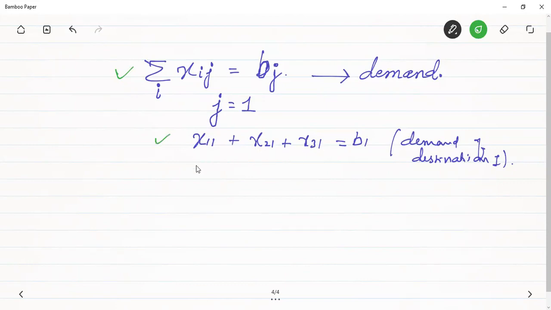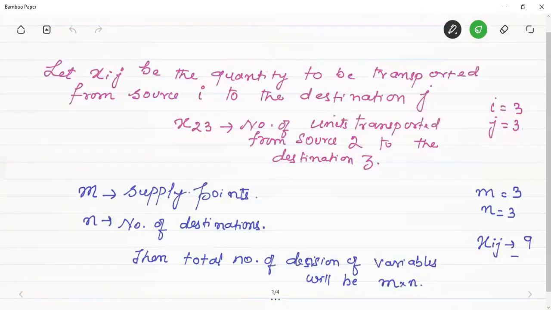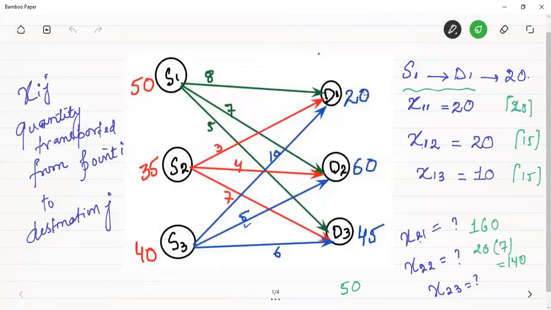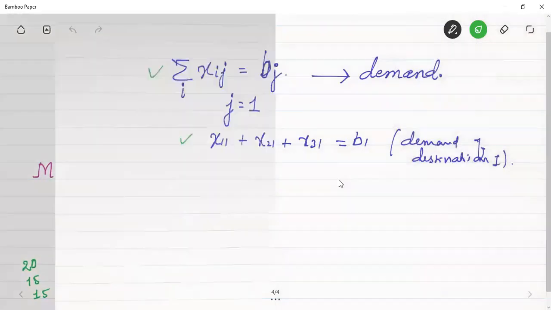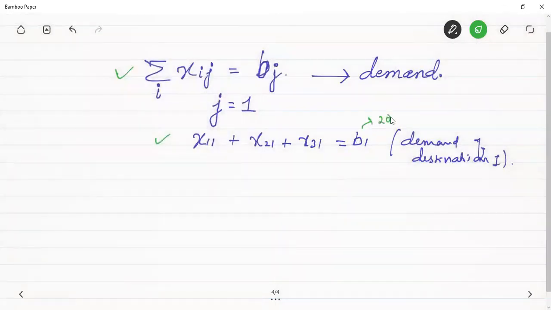Similarly, if I am going to write the second constraint, can anyone see in my example what was B1? It was the demand of the first one in my current example, which I had taken roughly. B1 is 20, because the demand of the destination 1 is 20. तो जितने भी number of units यहाँ की तरफ आने चाहिए from source 1, from source 2, from source 3, उनका addition जो होना चाहिए, that should be equal to the demand of this end, which is 20 here. In my example, it is 20.